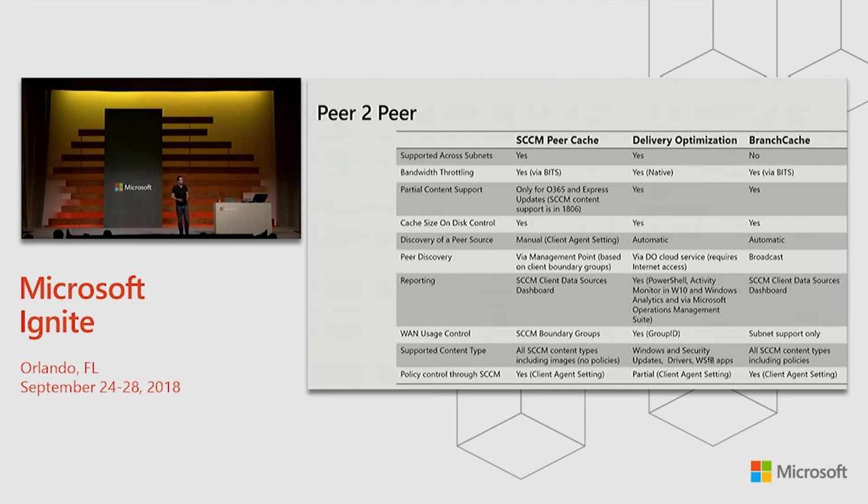We've added Config Manager Peer Cache that is native to the Config Manager client and allows them to share content between each other, again reducing the amount of traffic that needs to go over your WAN link. We've also got deep integration with delivery optimization. Recently, we've added the ability for clients to share boundary group information and tattoo that into delivery optimization so that you can use your existing network boundary groups that you've specified in Config Manager. Delivery optimization can use those to intelligently determine which clients it should be sharing content between.